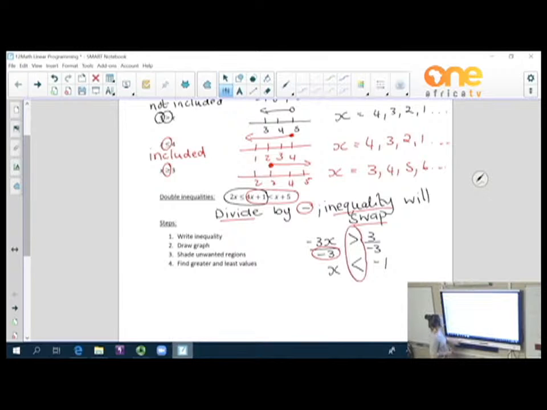So grade 12s, here are some steps that you can use when you do your homework. First of all, you will start with an inequality that, for example, will look like that, or it will only be one inequality. You will draw your graph, except if the question states otherwise, you will need to shade the unwanted region, and then you can find your values depending on what your question asks.